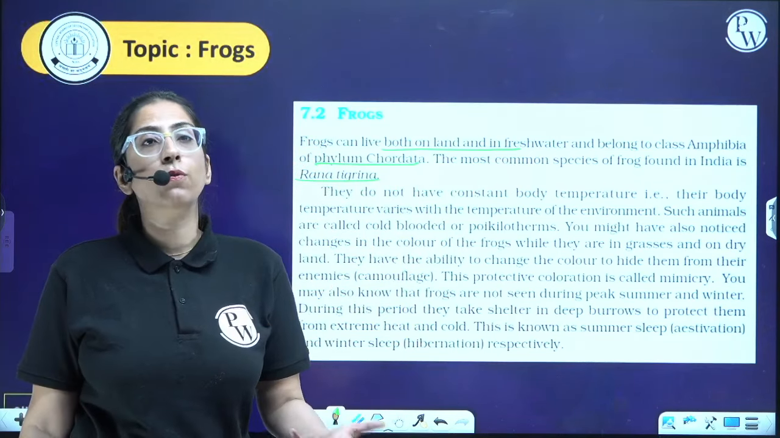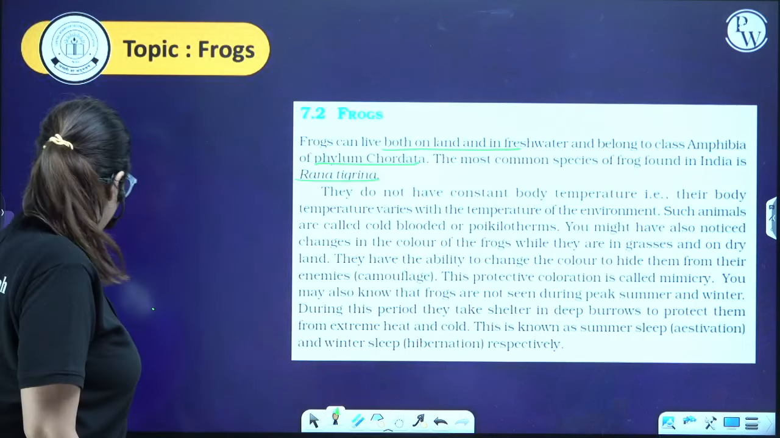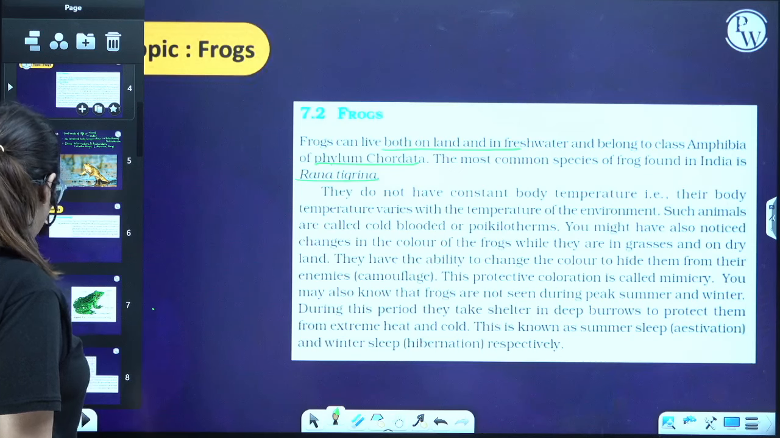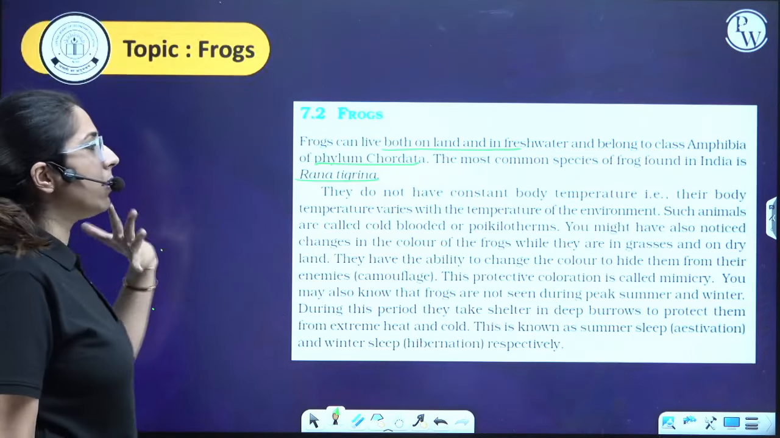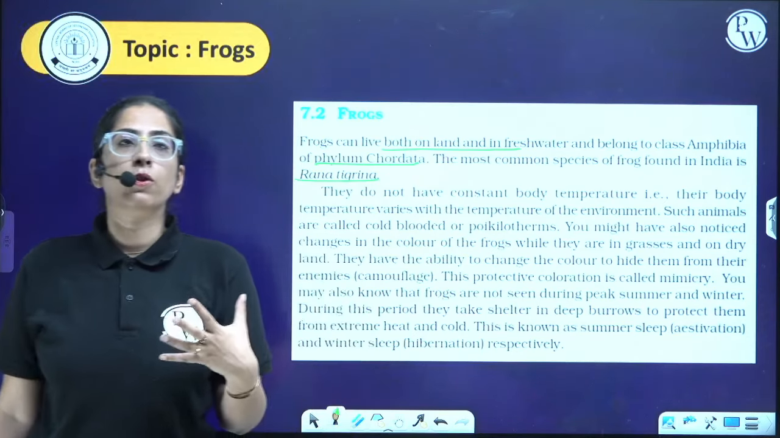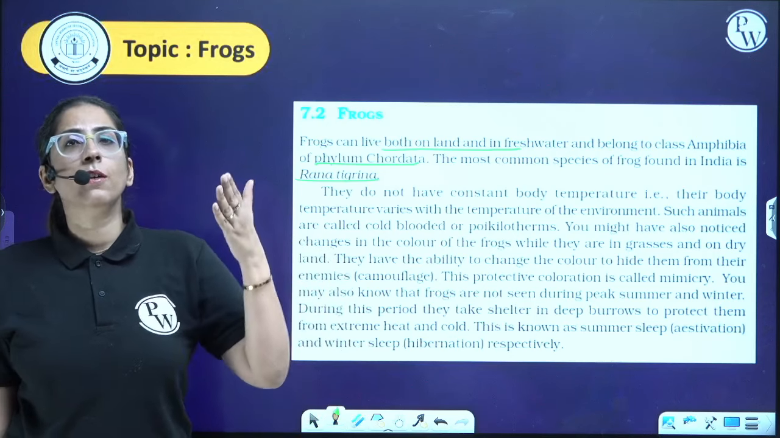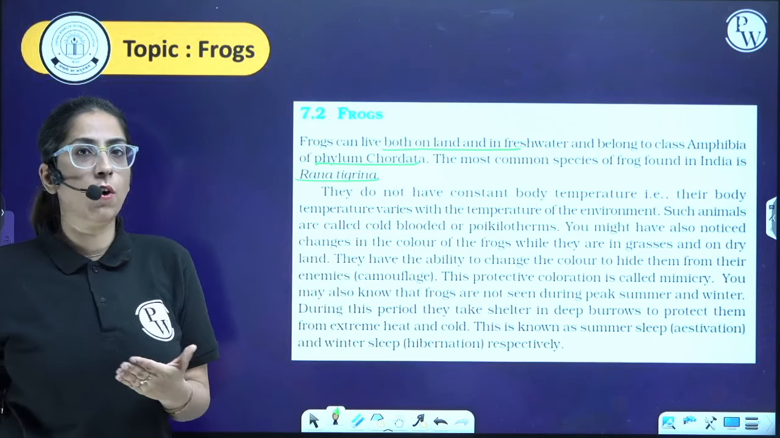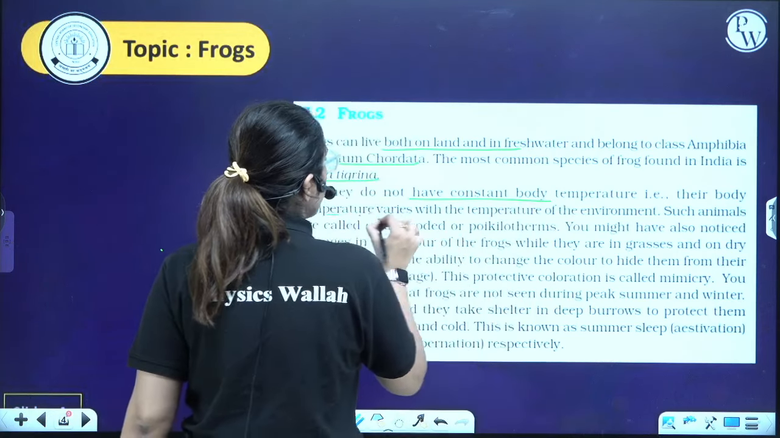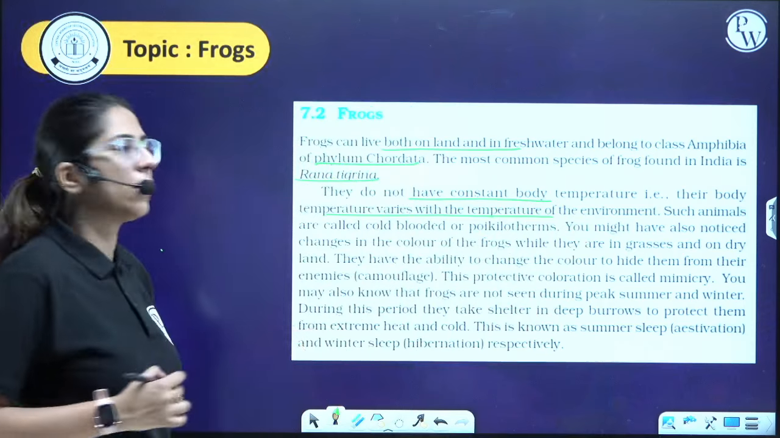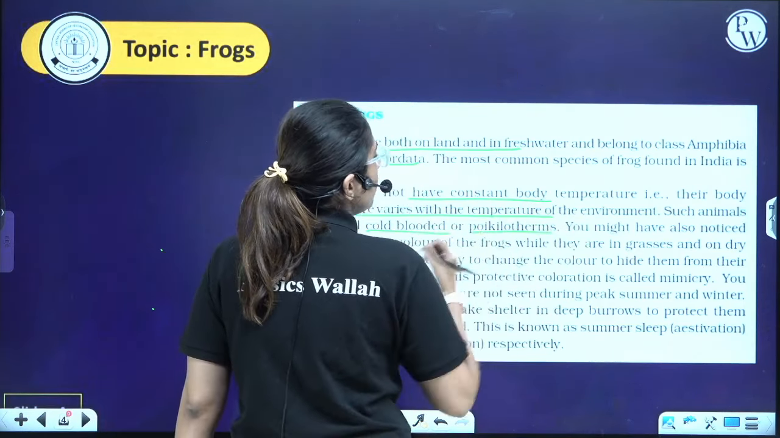Their color also varies, right? They have a very good capacity to change their colors. So they can change their color to protect themselves from the predators. They do not have a constant body temperature. Their body temperature varies with the temperature of the environment. Such organisms are termed as cold-blooded, ectotherms or poikilotherms.